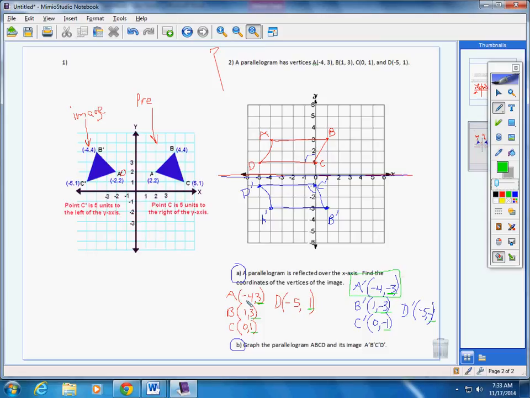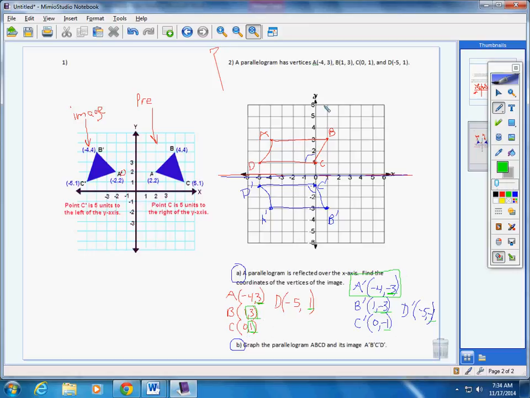A prime is going to be negative 4, negative 3. B prime will be 1, negative 3, because all we did was multiply this by negative 1. And you multiply this by negative 1 and you get 0, negative 1.